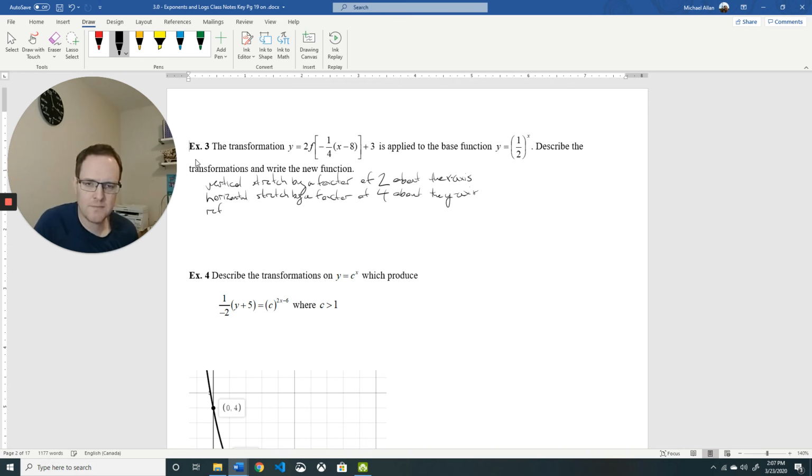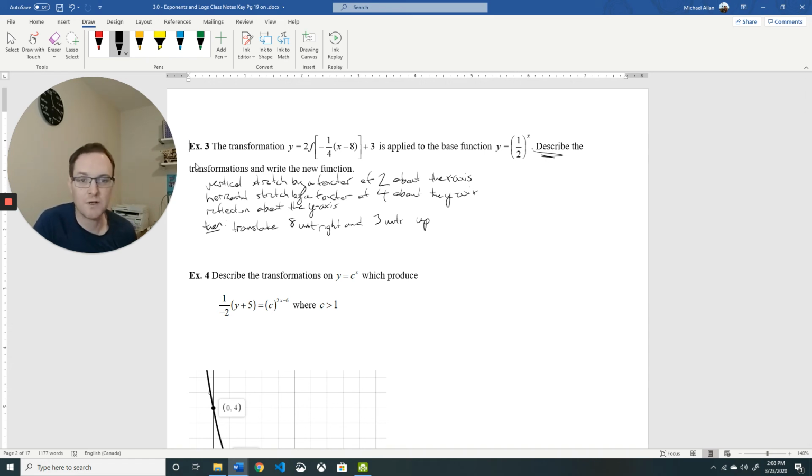And we have a reflection about the y-axis. Okay. You notice that this is already in the correct form. Someone's already factored out the negative quarter for us. So when we do our translations, we don't have to worry about that. So then we translate 8 units right and 3 units up.